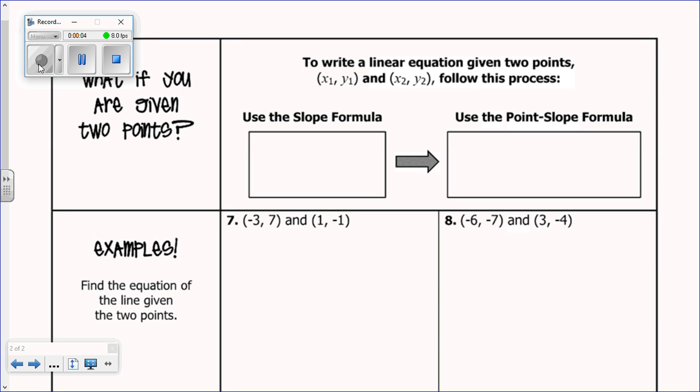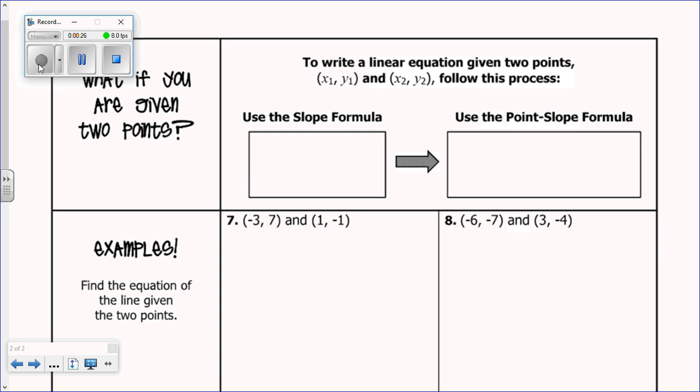All right, so here are the next set of notes. And what happens if I'm given 2 points instead of just a point and a slope? And how do I write the equation there? So if I'm given 2 points, what we already know how to do is find the slope. And so then once we find the slope, then we can use the point slope formula.